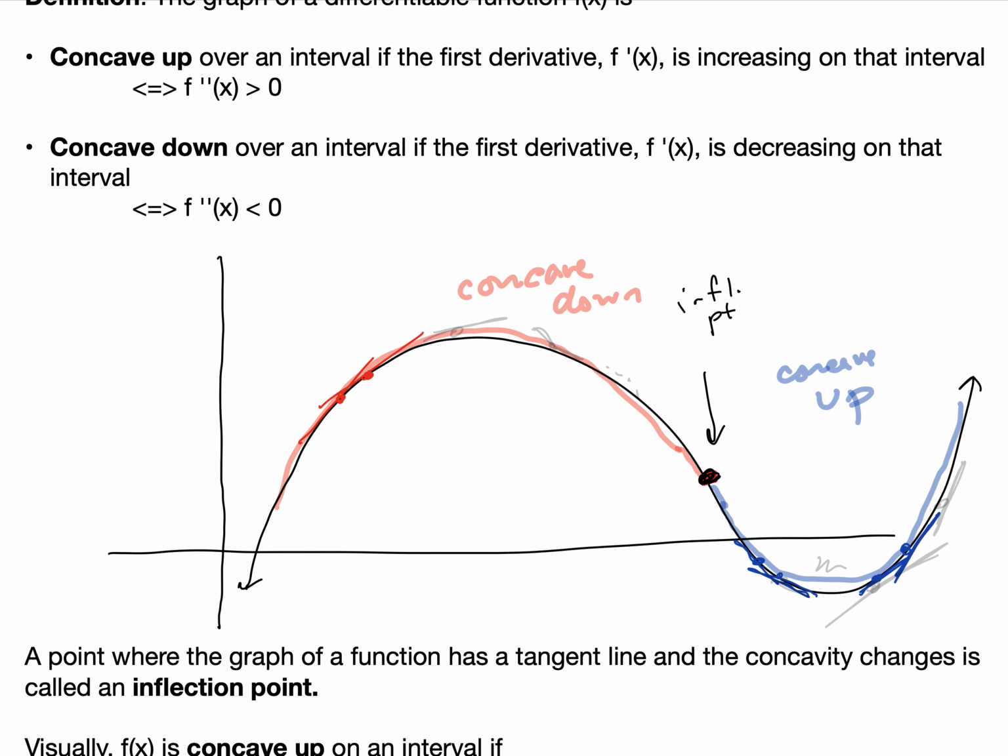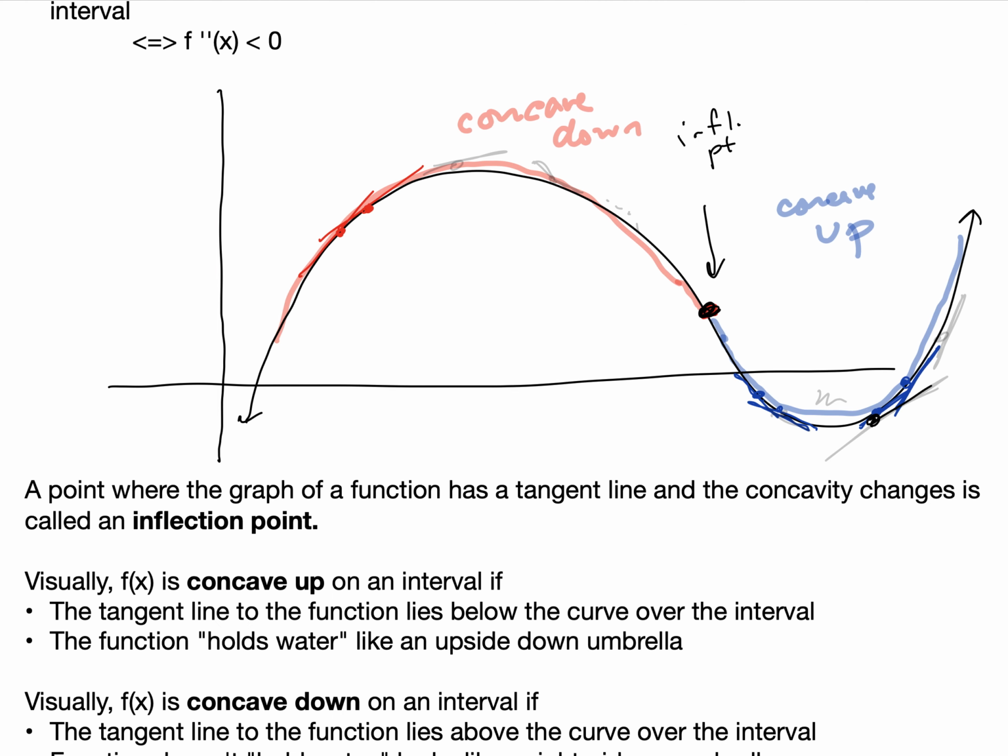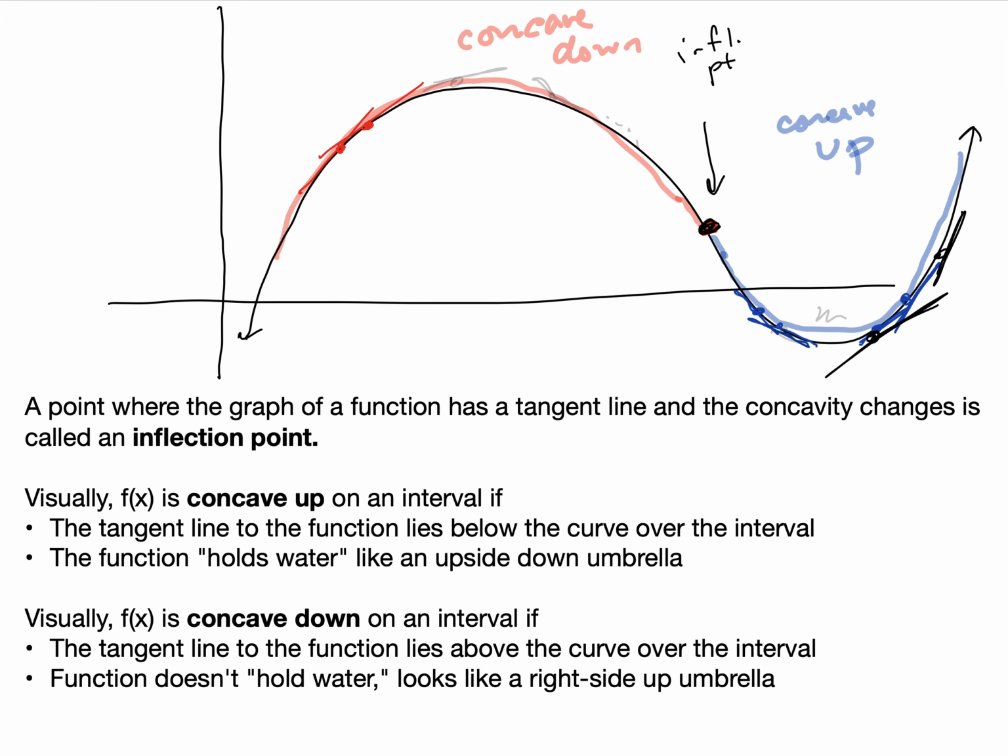And we saw that visually f of x is concave up over an interval if the tangent line to the function lies below the function. So for all those tangent lines in the blue area, the tangent line lies below the function, whereas it's concave down if the tangent line lies above the function. Another way to think about it is it's concave up if it would hold water, and it's concave down if the water would drip down the side. So those are some ways to think about concavity.